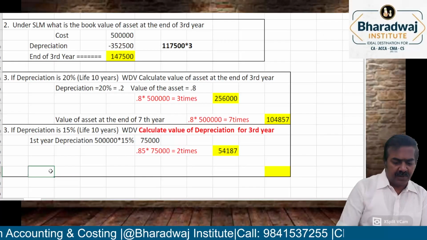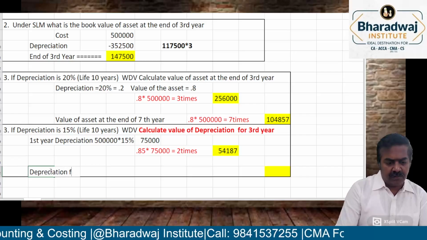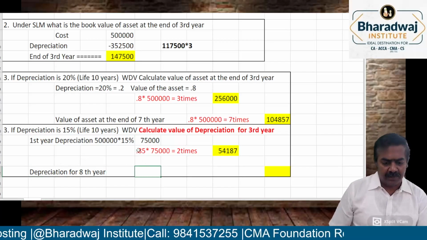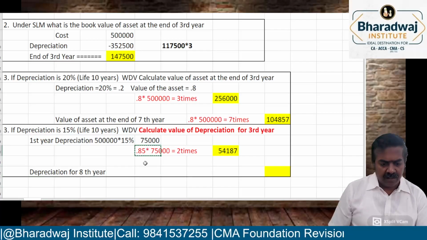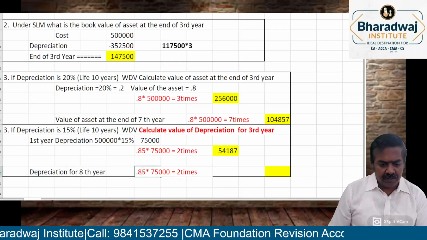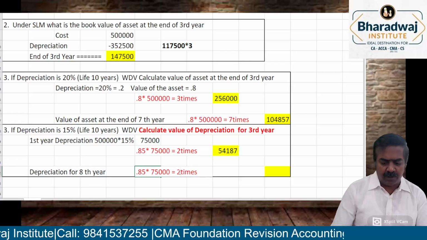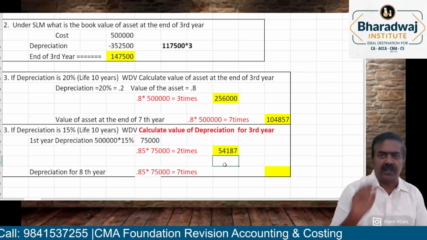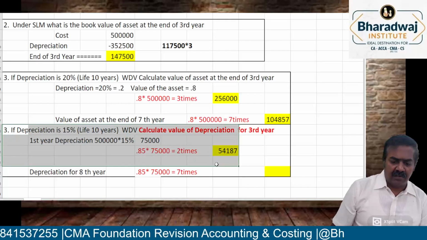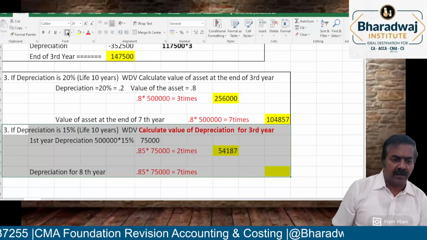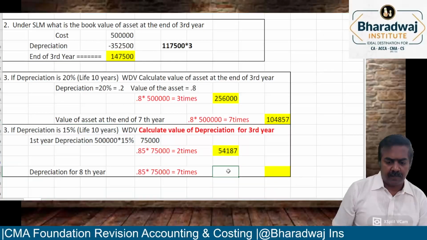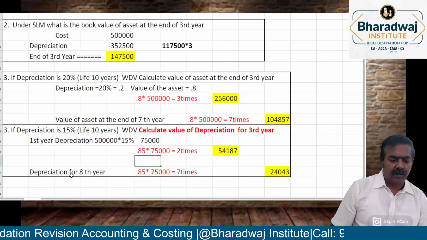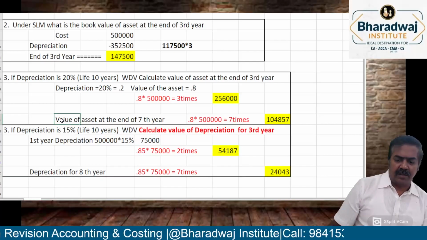Suppose they ask you depreciation for 8th year. So what will you do? Already we worked out for 1 year. 0.85 into 75,000. How many times you will multiply? 7 times. Equal to symbol. 0.85 into 75,000, 7 times will give us depreciation for the 8th year. How much? 24,043.